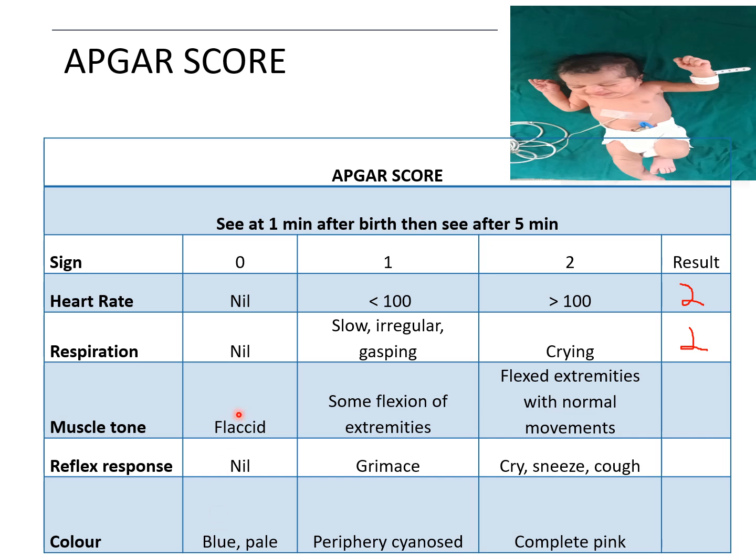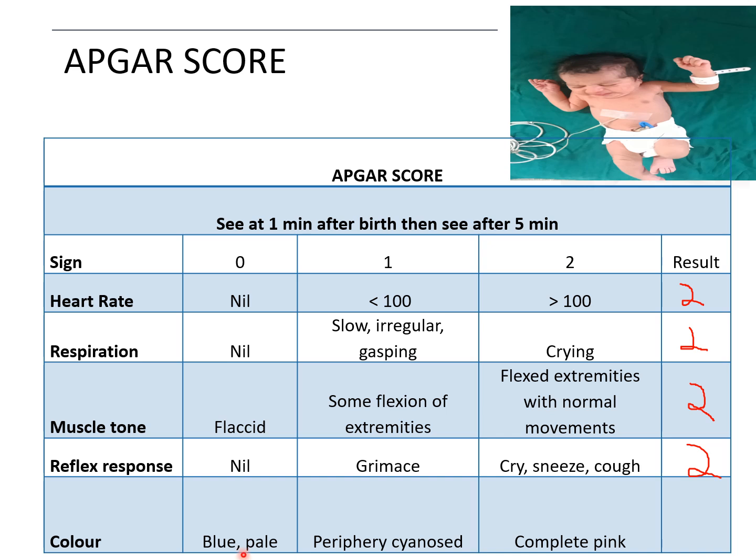Then we have to check the muscle tone. If the baby is flaccid, then 0; with some flexion of extremities, then 1. If flexed extremities with normal movements, then 2 score. So this baby has normal movements of the body and flexed extremities, so we will give 2 score. Then see the reflex response. No response, then 0. If only grimace, then 1. If the baby is crying or sneezing or coughing, then 2 score. So for this baby, again the reflex score is 2.